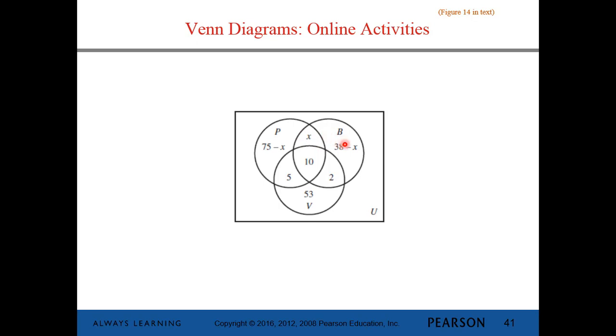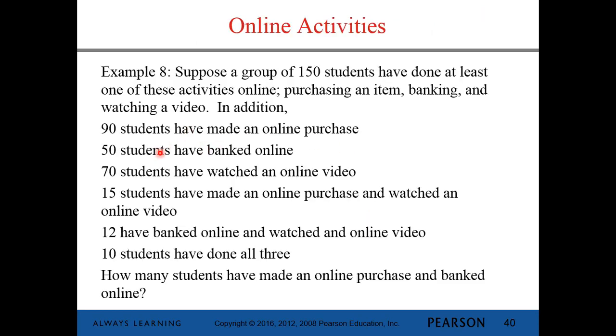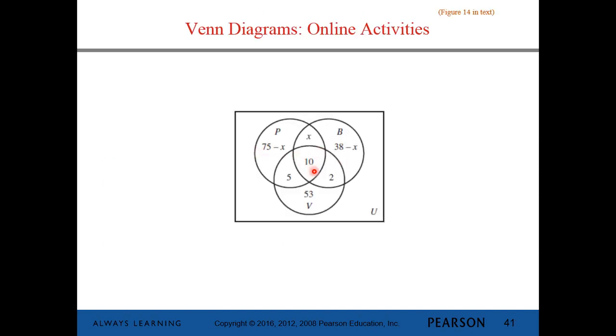And then this is going to be whatever is left over minus X. So what's going on here? If we talk about banking, we know that 50 people have done online banking. So we know this plus this is 12. So we know 50 minus 12 is 38. So if this is X, then this has to be 38 minus X, because both of these have to add up to what? 38, which they do. 38 minus X plus X equals 38.